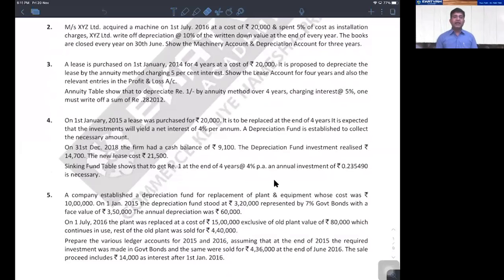18,900. Then to balance brought down 18,900, by depreciation 1,890. By balance carried down 17,010. Debit side, to balance brought down 17,010, by depreciation 1,701. Sorry, by balance brought down 15,309. That's it.